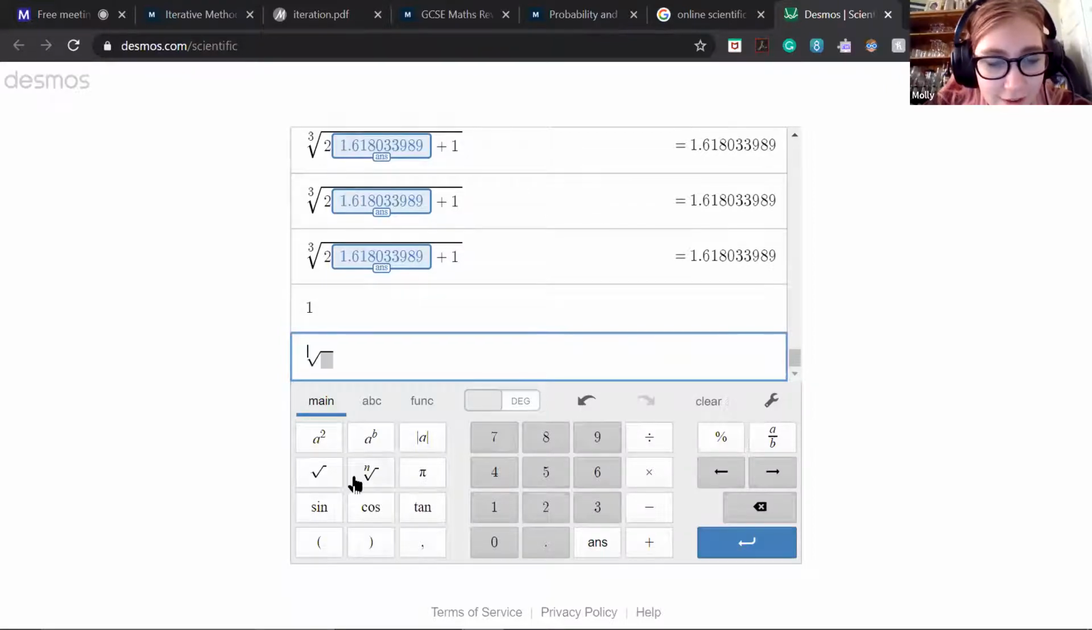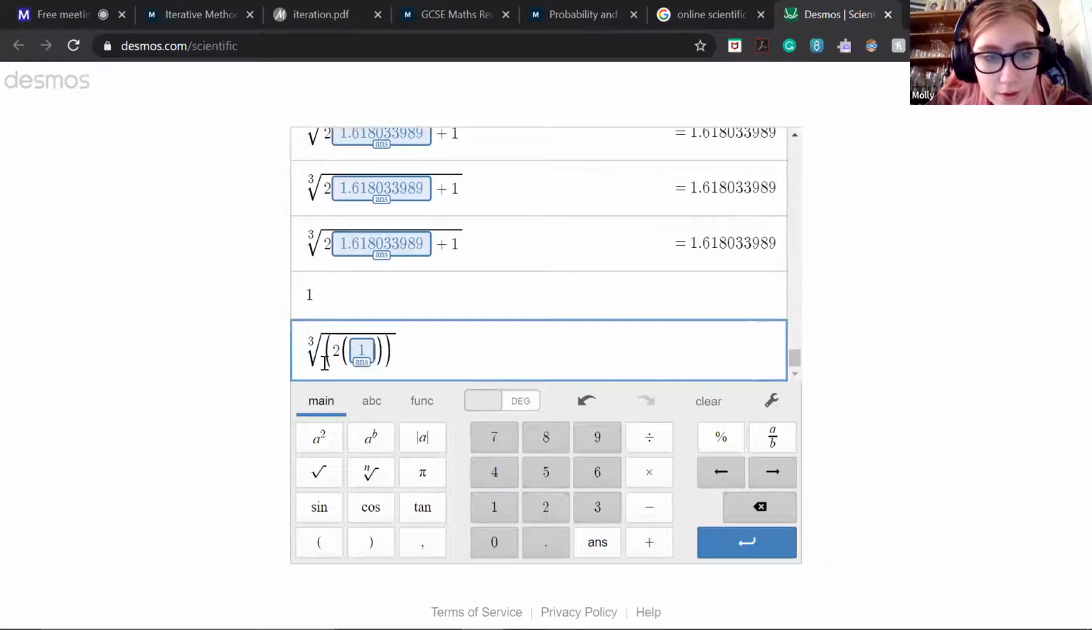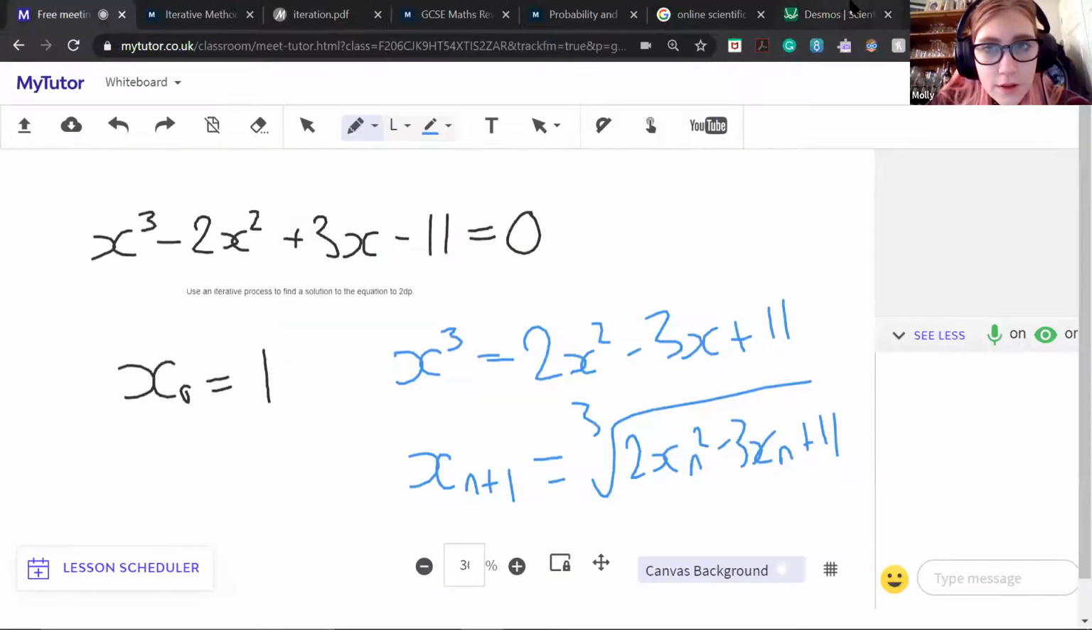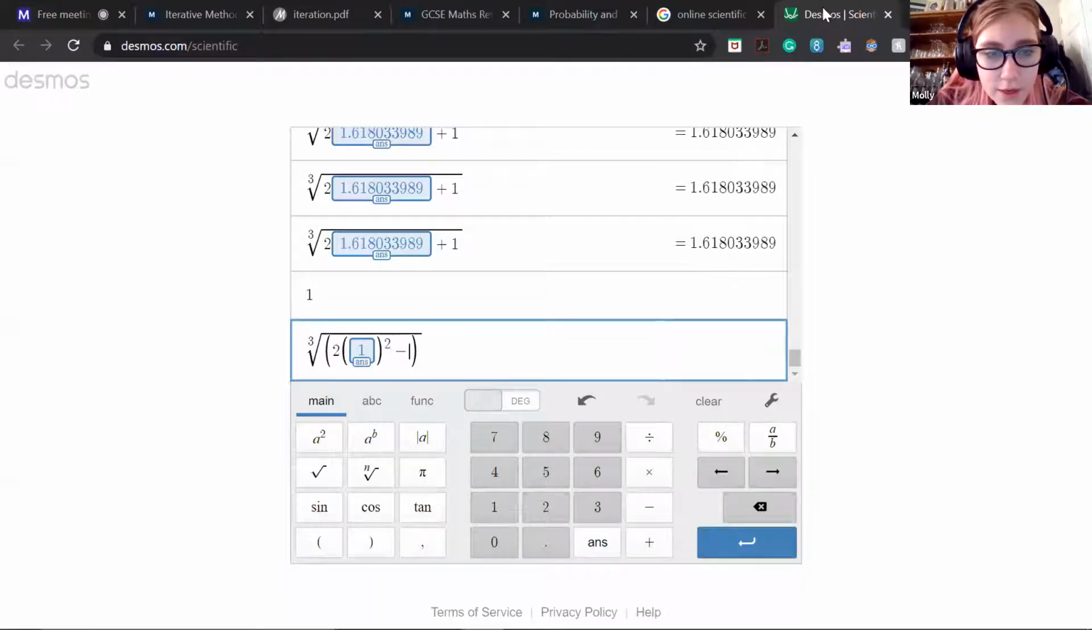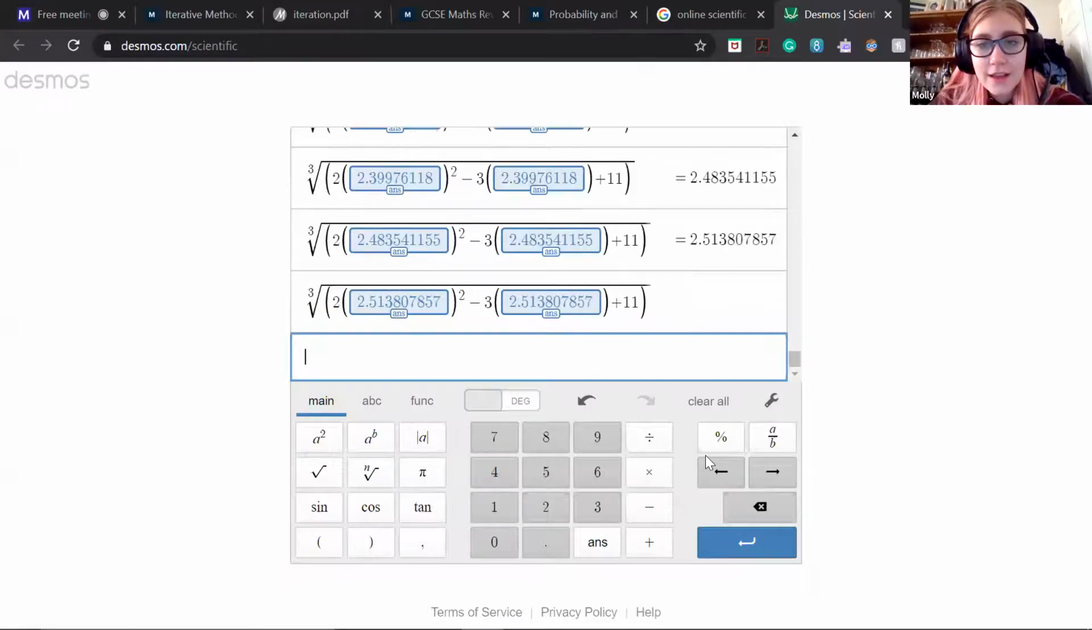Let's try that again. Cube root of 2 answer squared minus 3 times the answer plus 11. That's better. You see how it's really important that all of this goes over. So we do that, do it again. Okay, this does seem to be going to one value.